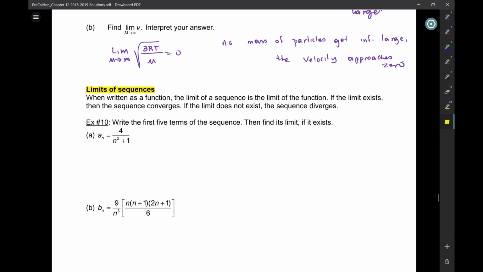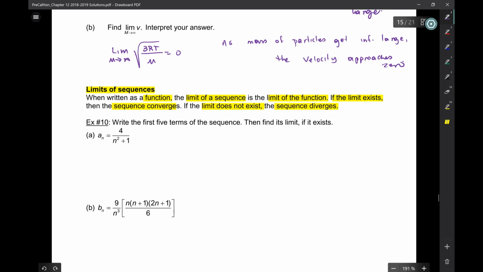Okay, so when you write a sub n, that explicit formula as a function, the limit of a sequence is the limit of the function. So if the limit exists, we say the sequence converges, right? So we did it graphically and numerically over there. We laboriously found points, but now we're going to do it using limits. If the limit does not exist, then the sequence diverges.